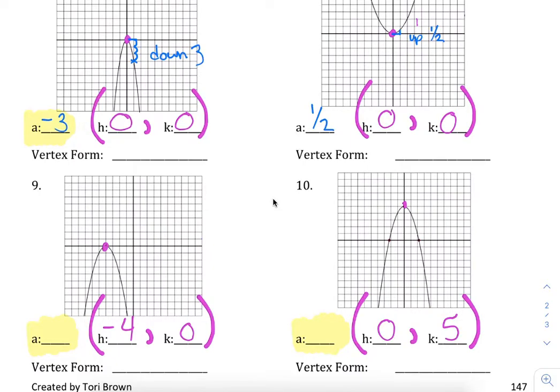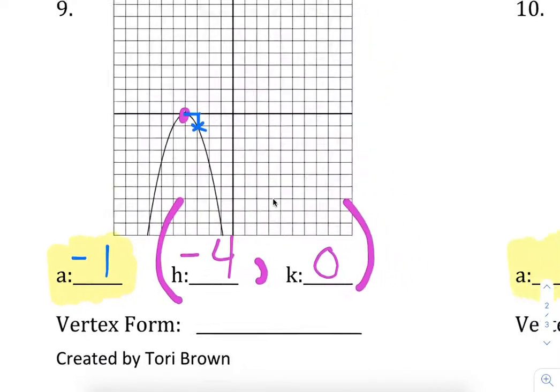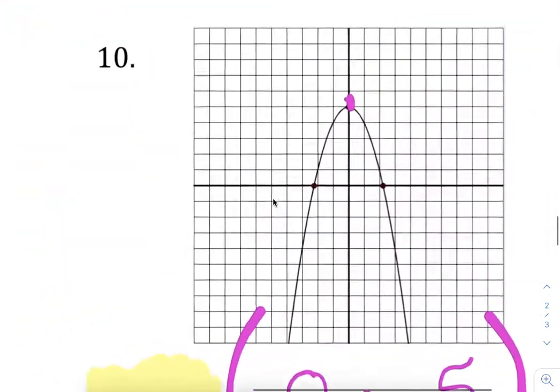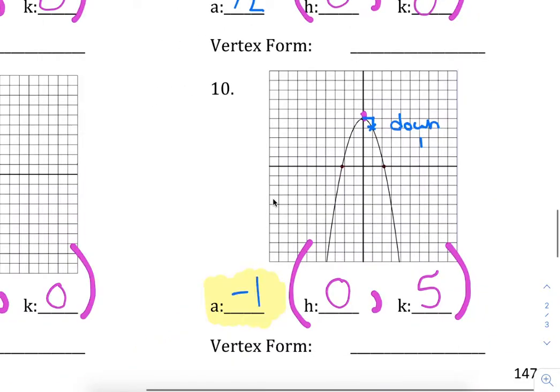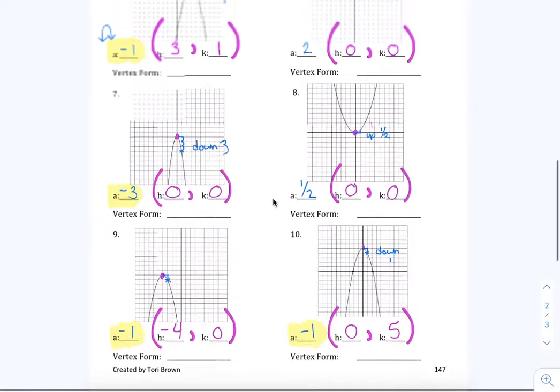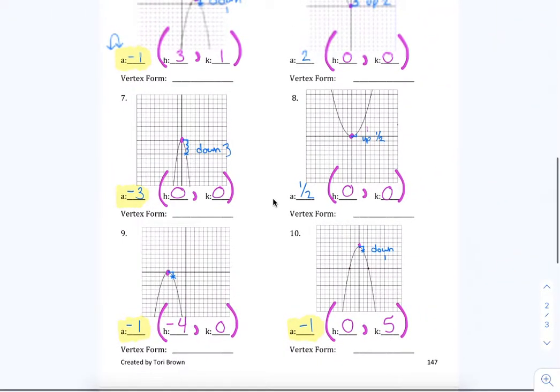Okay, hopefully you did that. So problem 9, if I go out one box, I move down 1 and I hit it. Down means negative. I only moved one box. My A is negative 1. 10, same thing actually. Out one box, down one box, and I hit. Since I went down 1, that means my A is a negative 1. I'm going to zoom out in case you missed anything on this page. Oops. Go ahead and write those down. And we're going to go back to the front.